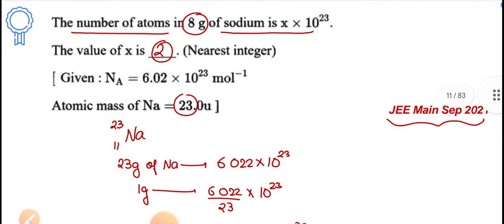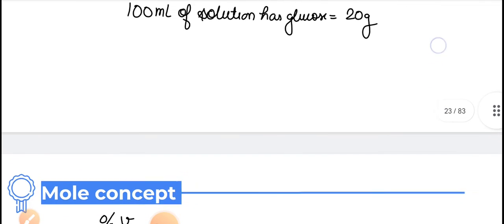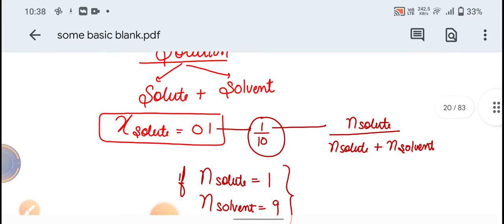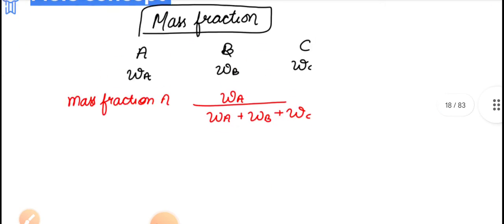Next, this is a JEE Main September question, very recent. Sorry, the time is running out. It's 10:38 actually.